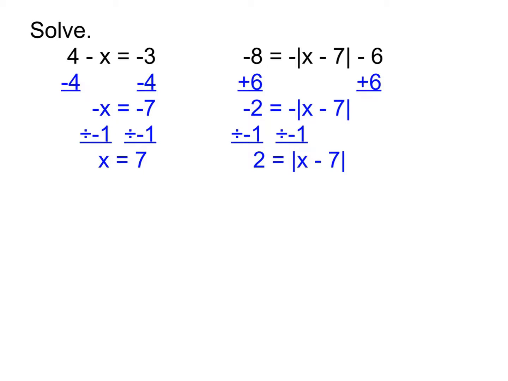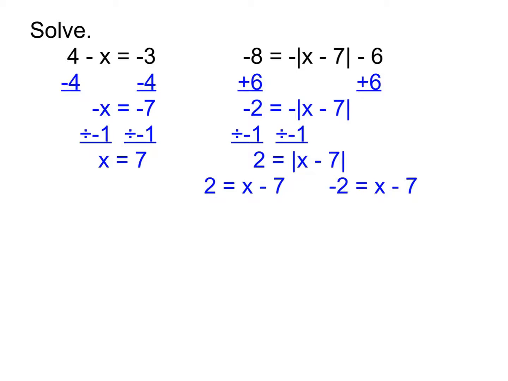Now, how do we get rid of the absolute value? If this x minus 7 equals 2, the absolute value of 2 will give me the 2 here. But if that x minus 7 equals negative 2, the absolute value of that will also give me a positive 2. So I set it up as x minus 7 equals 2 and x minus 7 equals negative 2.